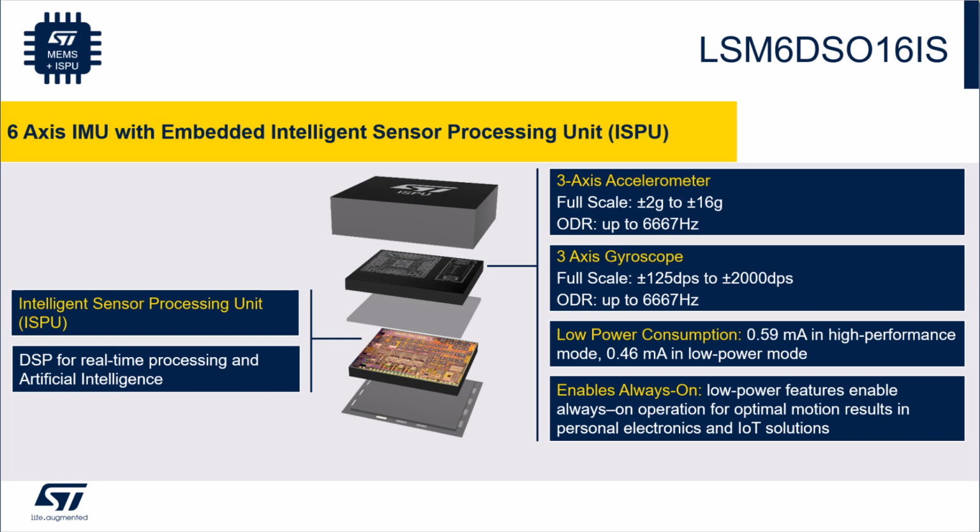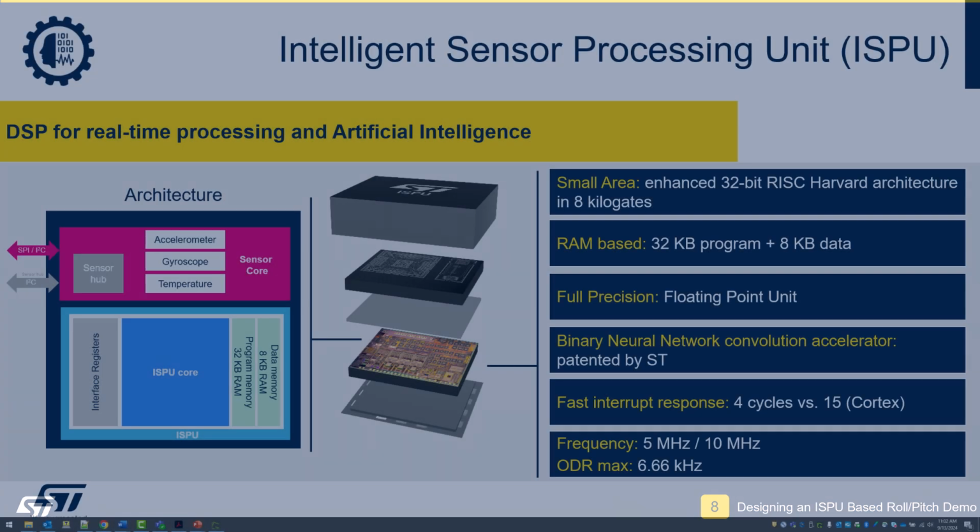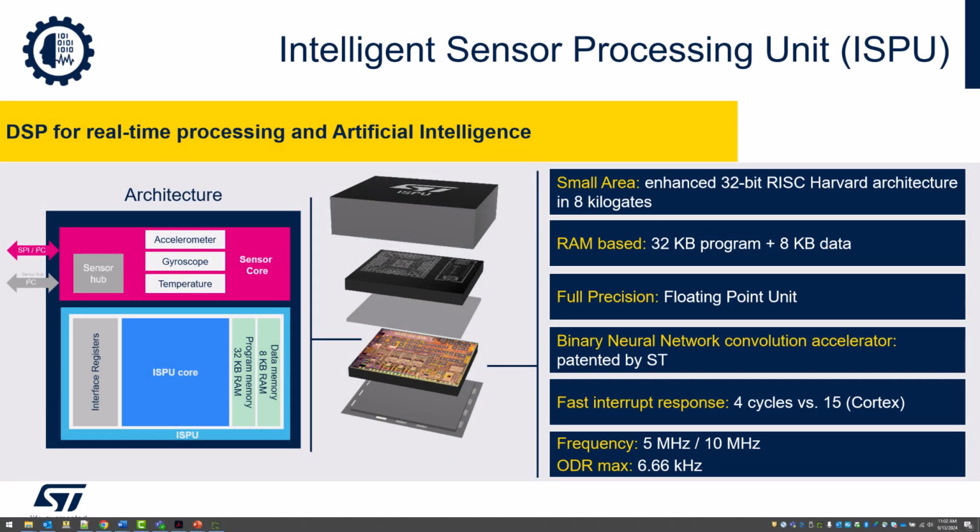The ALSM6D-SO16IS is a system in package featuring a high-performance 3-axis digital accelerometer and 3-axis digital gyroscope. It also embeds an ISPU, or Intelligent Sensor Processing Unit. The ISPU is an ultra-low power, high-performance programmable core with high computational efficiency. It can execute signal processing and AI algorithms on data from the sensors.